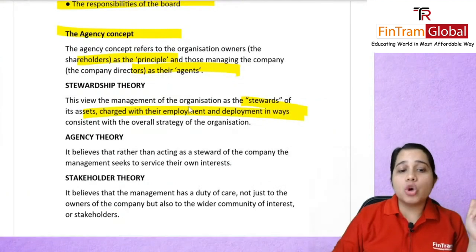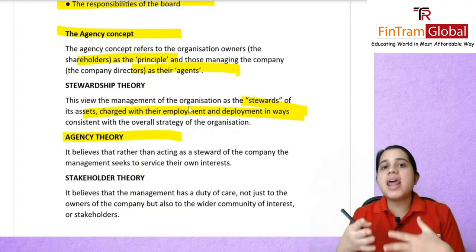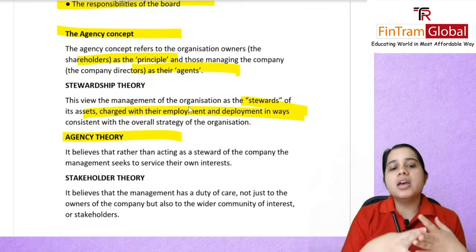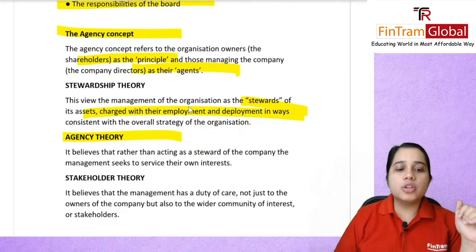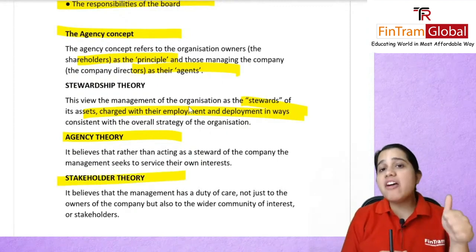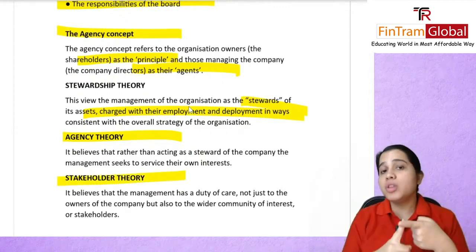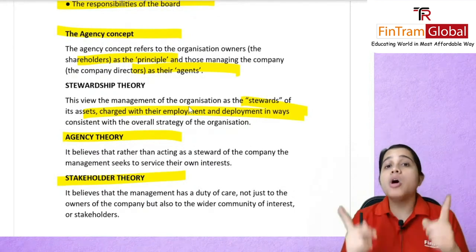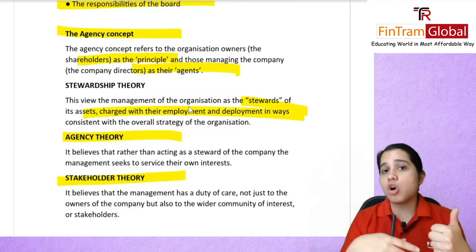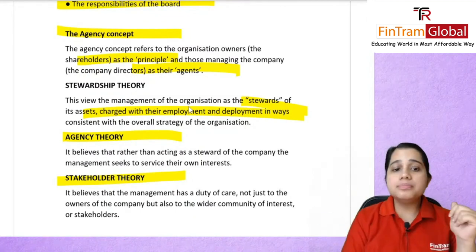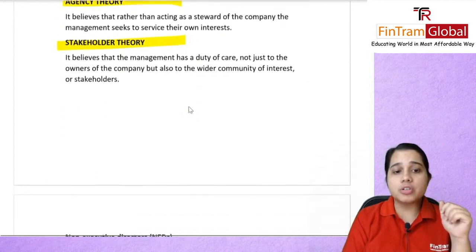You have your agency theory, which says that rather than acting as the steward of the company, management is seeking their own interests. Then you have your stakeholder theory, which believes that management will have a duty of care, not just to their owners, that is the shareholders, but also to the other stakeholders, the wider community. We talked about the various stakeholders just now in the first part of the revision.